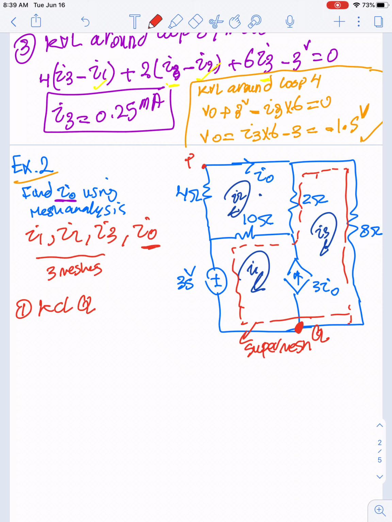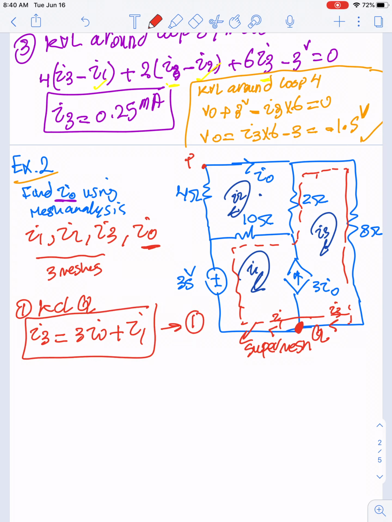I'm using this technique just to make it systematic, in order to prevent you from making mistakes in the exams. Here we have I1 going out of the node because it's clockwise, and also we know that I3 is going into the node, so flow in is equal to flow out. So flow in is I3, equal to flow out, 3IO plus I1, and this is equation 1. Okay, so this is the first equation.